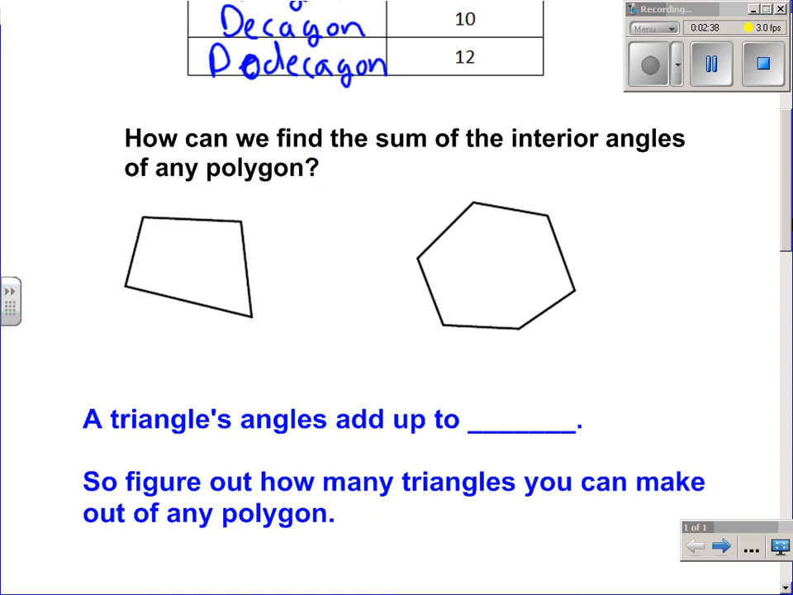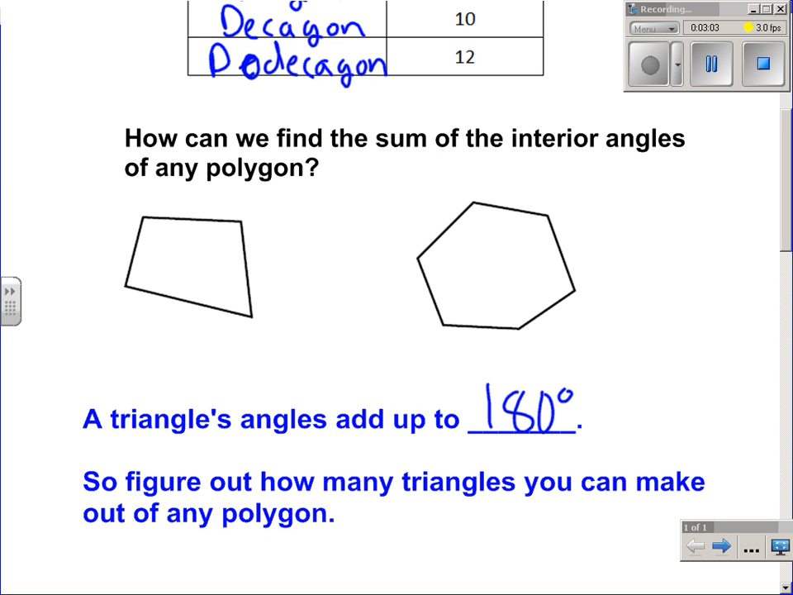Something that we need to think about is, first off, a triangle's angles add up to 180 degrees. You probably know that at this point, but maybe not. So if one of them is 20 and the other one is 100, that means the third one is going to be whatever it takes to get to 180, which would be 60. 20, 100, and 60.